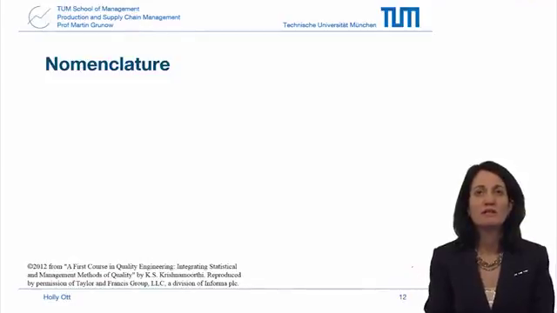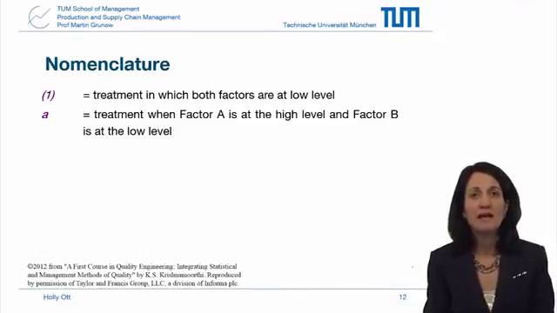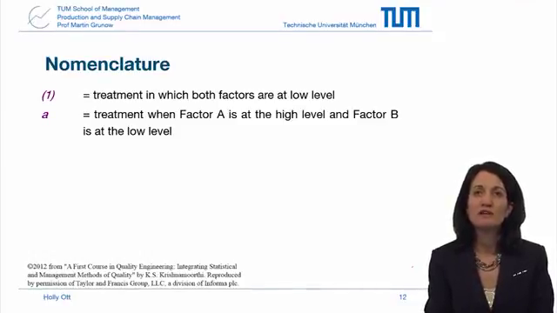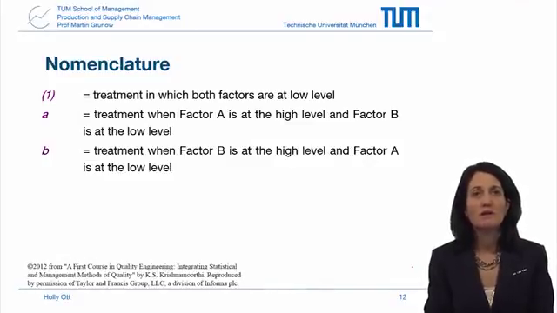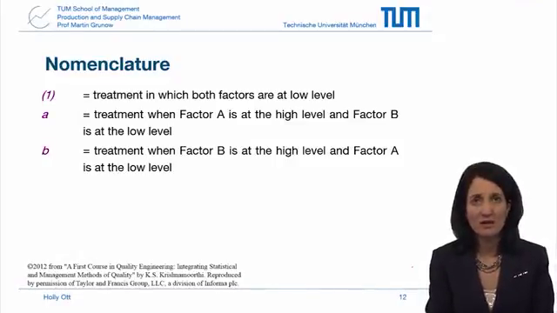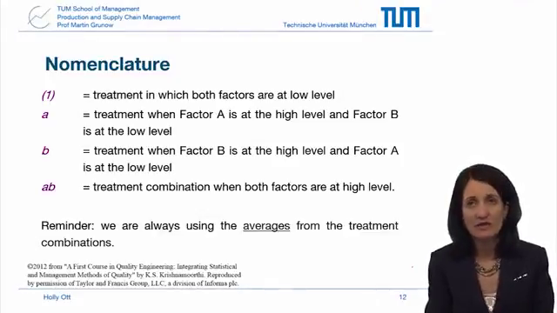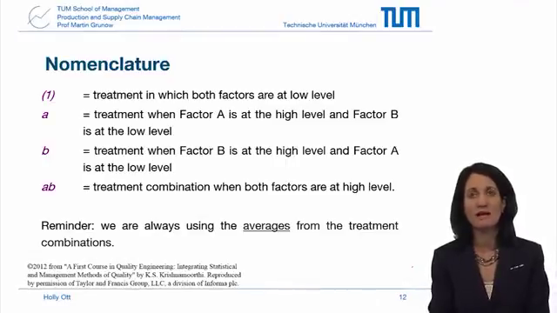First, we will introduce a simple nomenclature. So symbol 1 indicates the treatment in which both factors are at a low level. The symbol little a is the treatment when factor A is at the high level and factor B is at the low level. Little b is the treatment when factor B is at the high level and factor A is at the low level. And little ab is the treatment combination when both factors are at a high level. And just a reminder, we are always using the averages from the treatment combinations when we do our analysis.